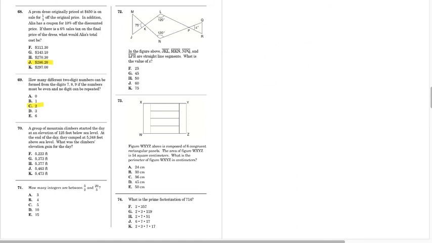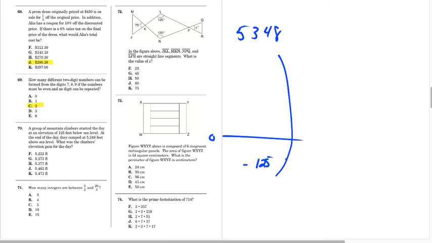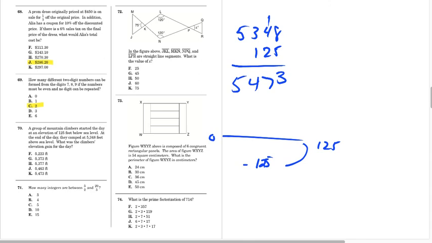I like that problem. Number 70. We have 125 feet below sea level, so -125. Here's sea level of 0. And they climb all the way up to 5,348. So how far is this? So we have to add this. So 125 to 0 is 125. Then you have to add the 5,348. So let's just go ahead and do that. We have to make this a positive number because we're going from -125 to 0, which is a positive 125, or the absolute value is 125. And then from 0 to 5,348 is also positive. So you just add those two positive numbers together.